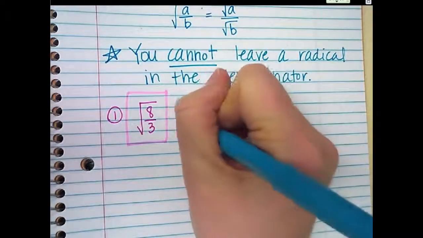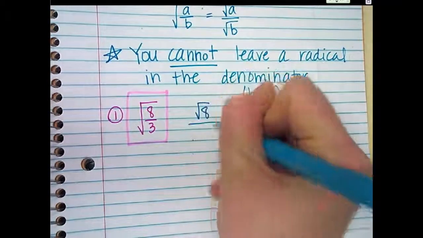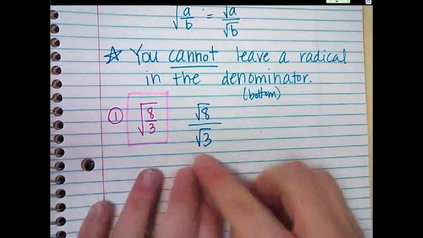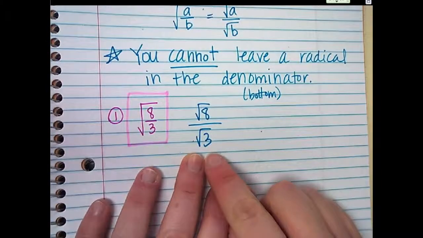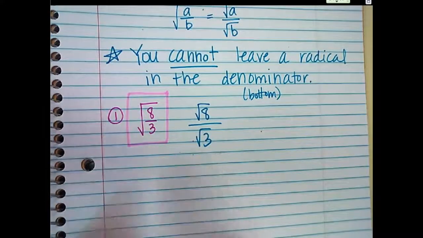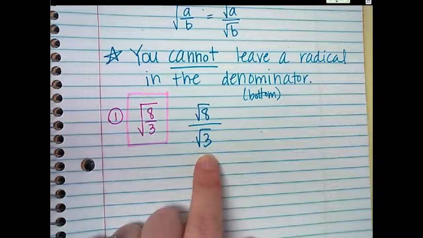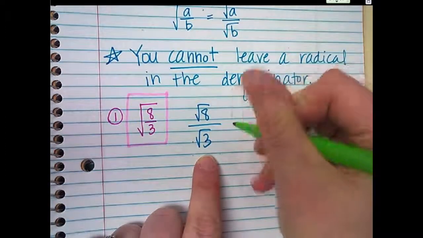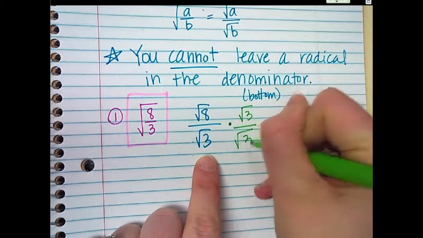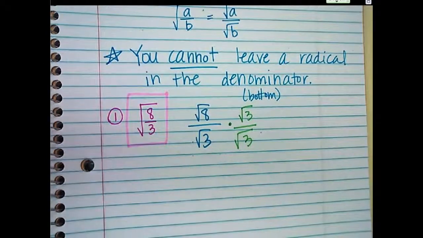Okay, so first thing, let's just rewrite this as square root 8 over square root 3. I want to make sure you see that, and then rewrite it so it's split. It's easier to look at when it's split. We can't leave a radical in the denominator. Right now I have a square root of 3. In order to get rid of that, I want the denominator to be a perfect square. What could I multiply 3 by to get a perfect square? Yeah, I can multiply by itself. So I'm going to multiply on top and on bottom by a square root of 3.